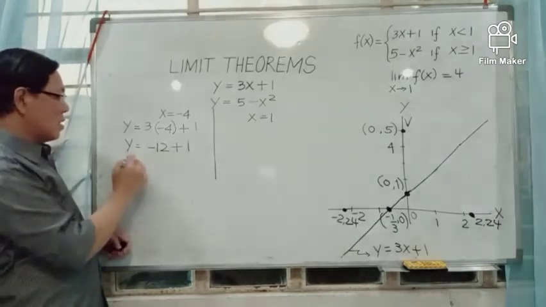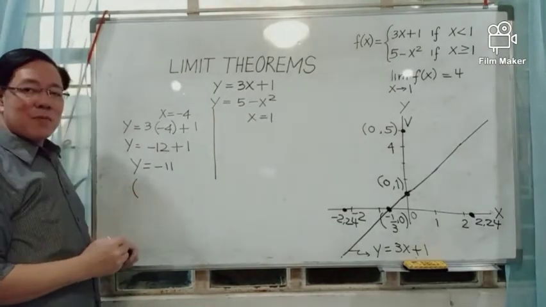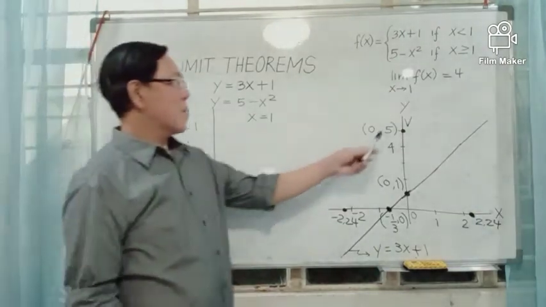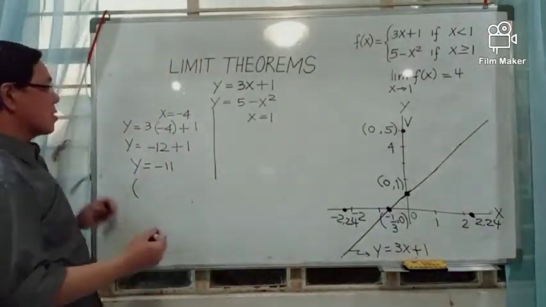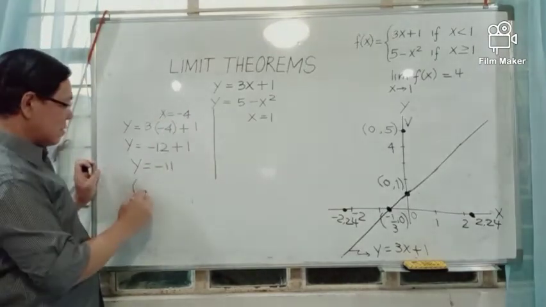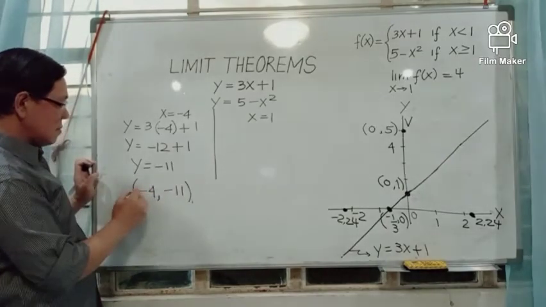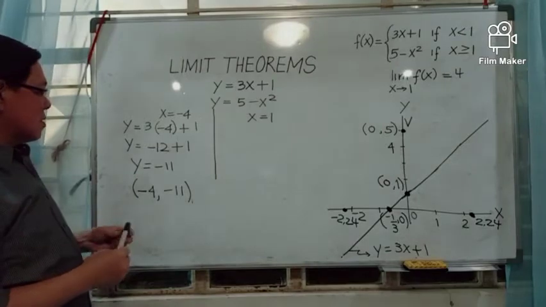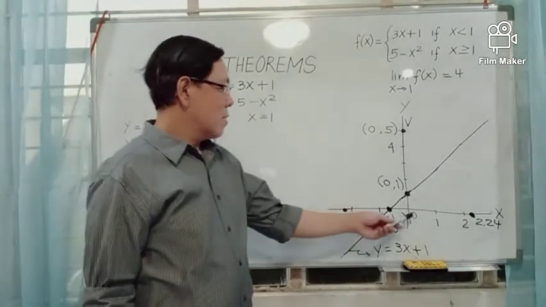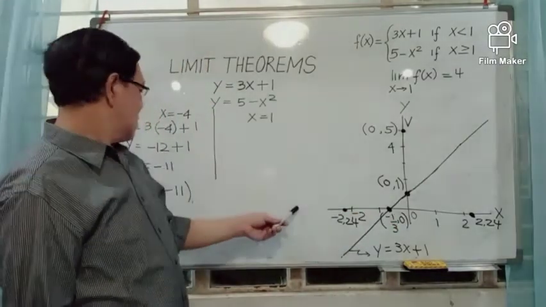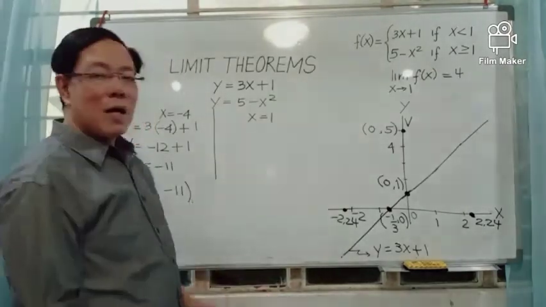And negative 12 plus 1 gives us y equals negative 11. So the first point of intersection of the parabola and this line is the point with coordinates negative 4 and negative 11. This point is a point in the third quadrant where x is negative 4 and y will be way down below at negative 11.